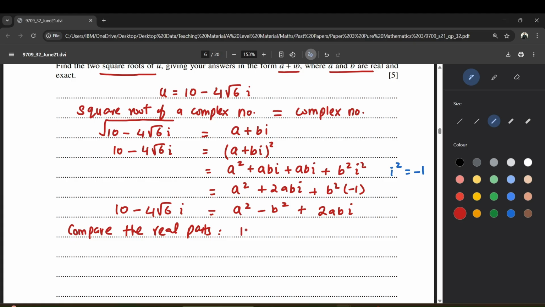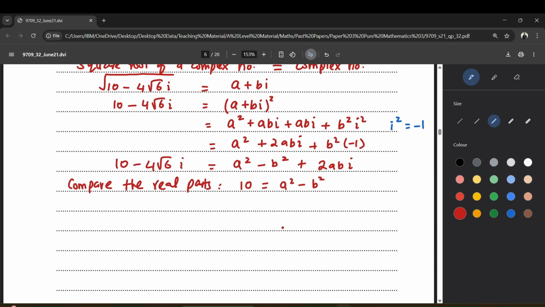that gives us 10 equals a squared minus b squared. Okay, the imaginary part contains the i, right? Remember that. So this is how we can differentiate what is the real part and what is the imaginary part. All right, so this is my equation 1.